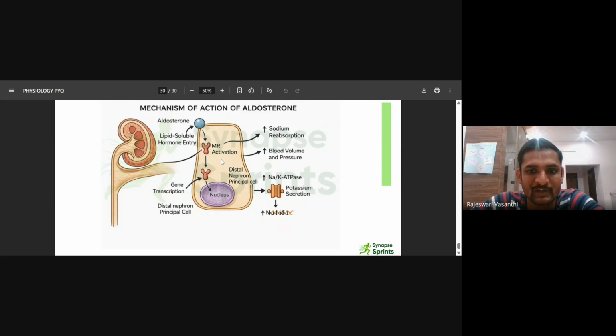Once the hormone binds to the receptors, it increases the activation of epithelial sodium channels through which sodium enters the cell. So aldosterone acts on the P cell of the distal nephron, that is the collecting duct. If collecting duct is not an answer, you can go for the late part of DCT. If collecting duct is there, it is the answer.